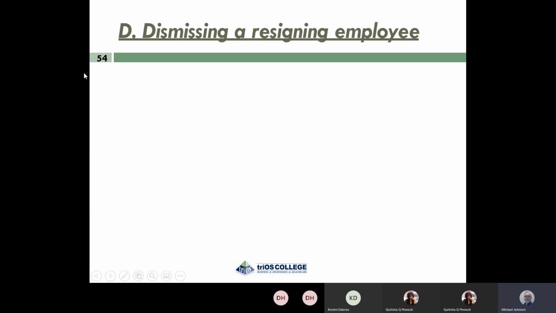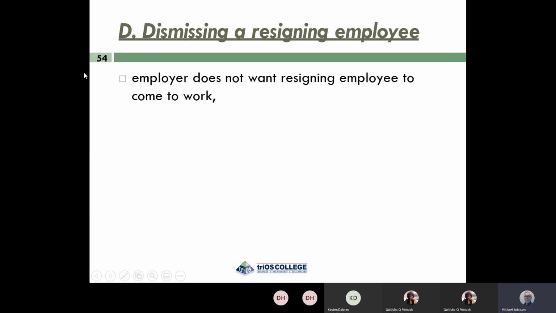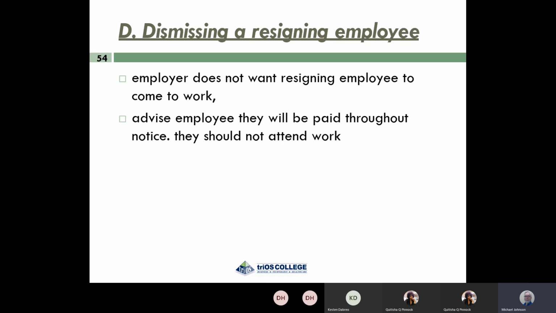Dismissing or resigning an employee. Employer does not want the resigning employee to come to work. If you don't call that individual, they're entitled to be paid. Again, this is one of those interesting little caveats. Advise the employee they will be paid throughout the notice period. They should not attend work again. So there may be a reason why you don't want that individual to come back to work.